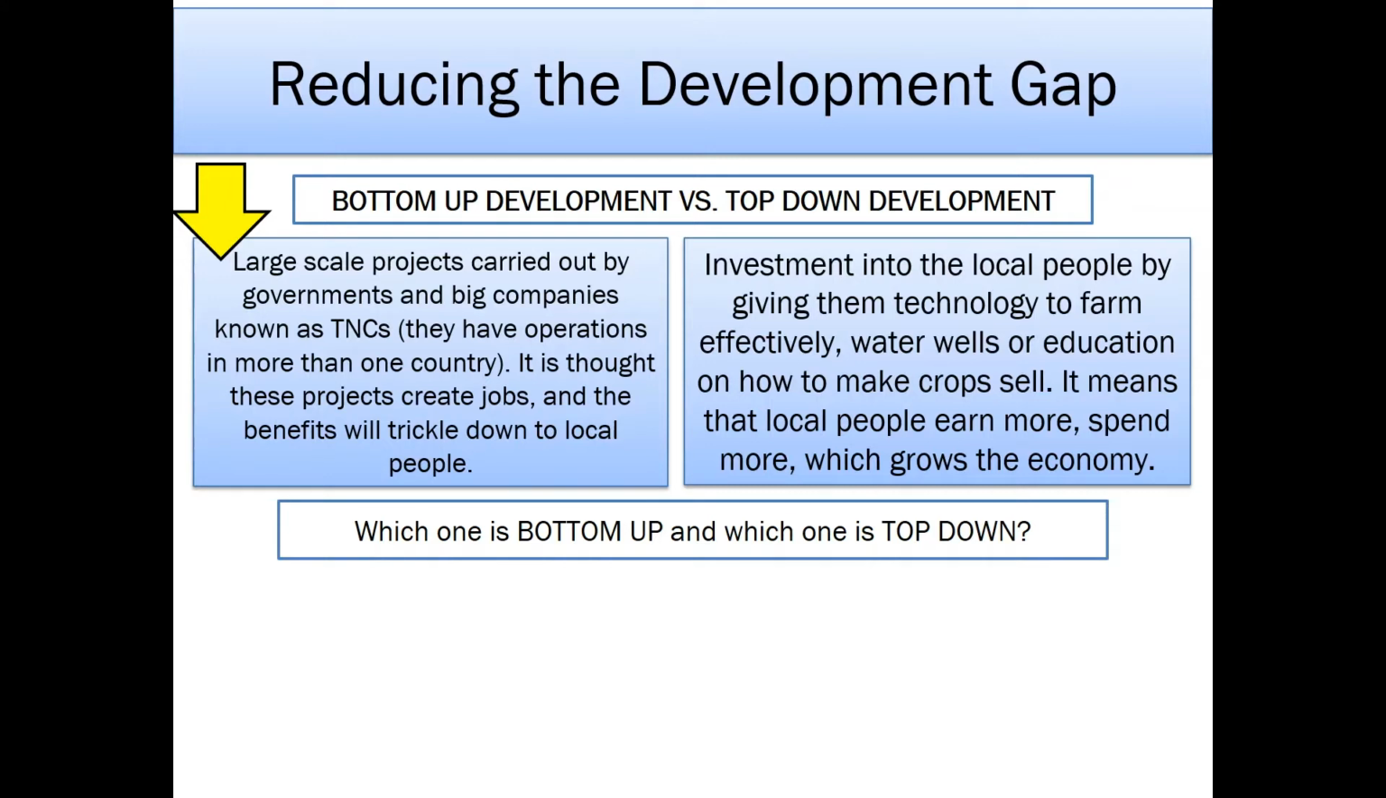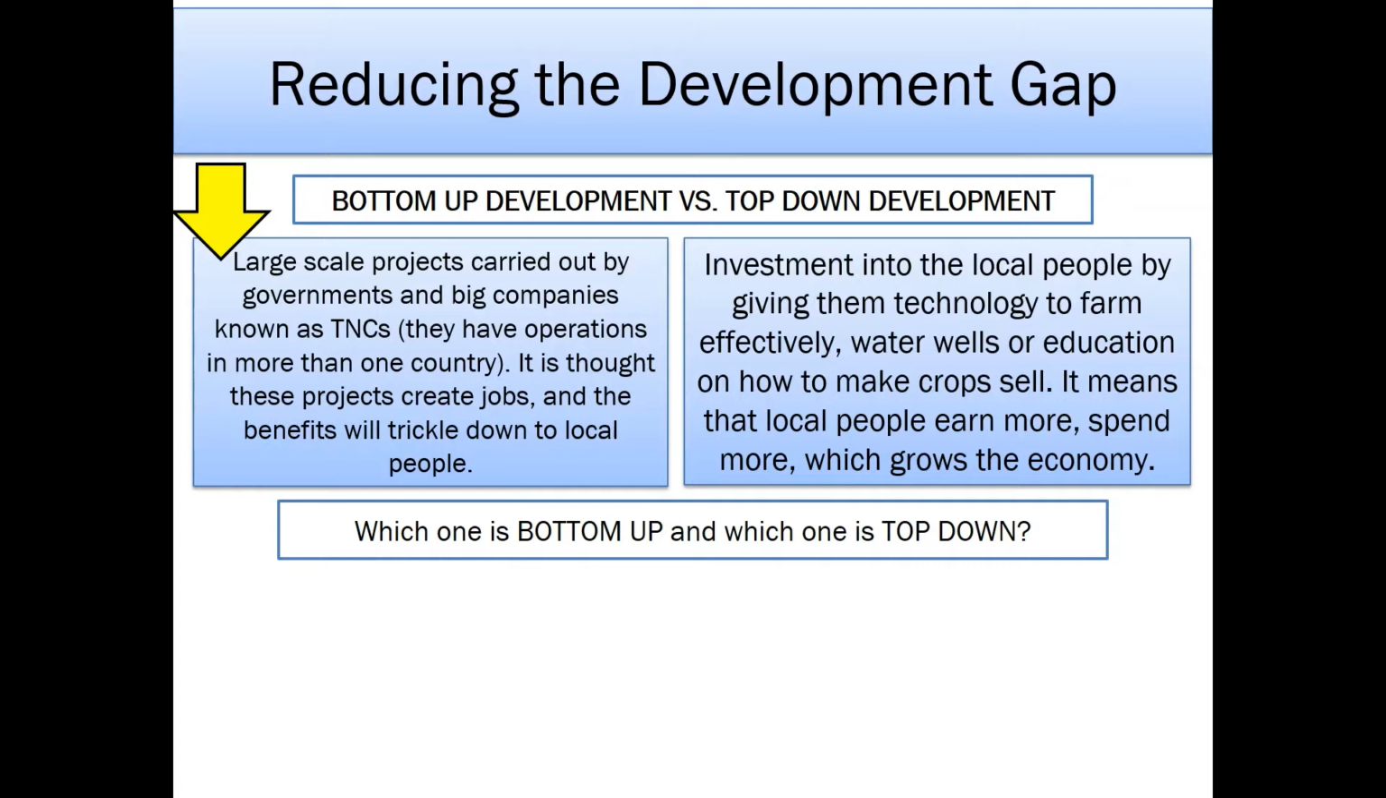to produce their iPhones is a top-down development strategy, because they've created jobs in China, which then has made them more developed, because there's more people with jobs which are making money.